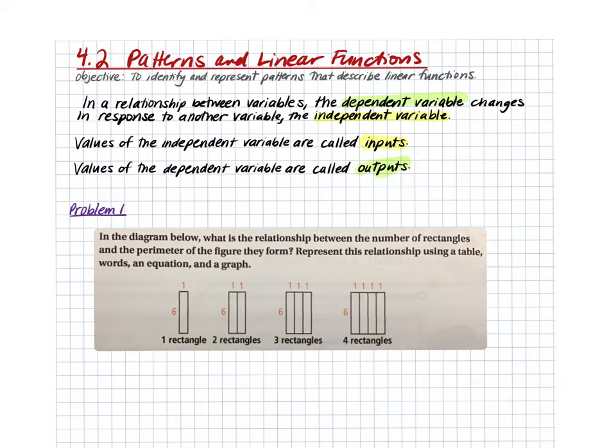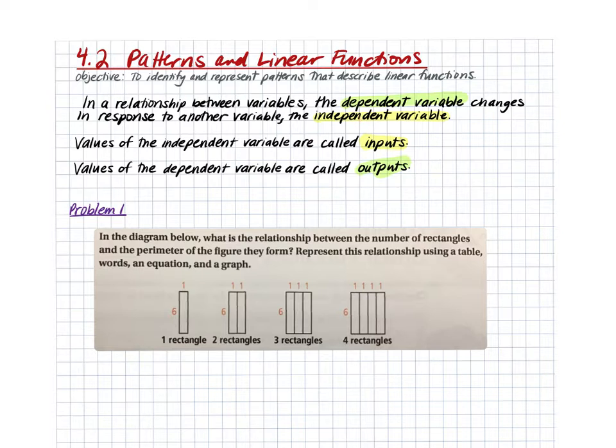Okay, this is the Algebra 1 video for 4.2, Patterns and Linear Functions. So here our objective is to identify and represent patterns that describe linear functions. In a relationship between variables, there's going to be a dependent variable, and that's always going to change in response to another variable, which is the independent variable. So the dependent variable depends on the independent variable.